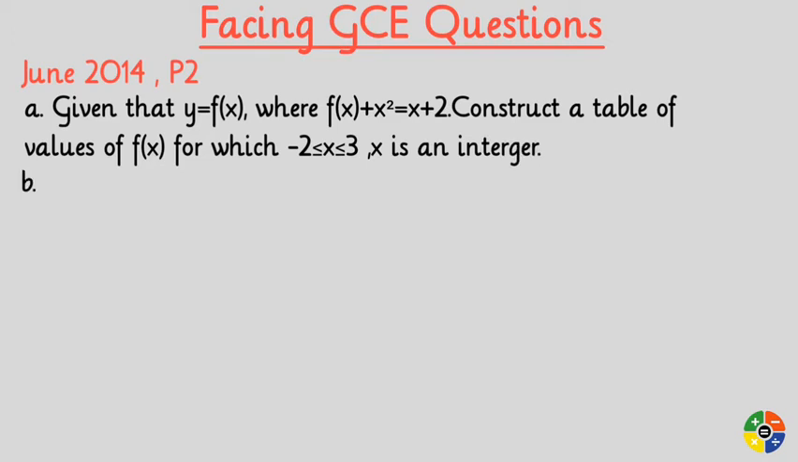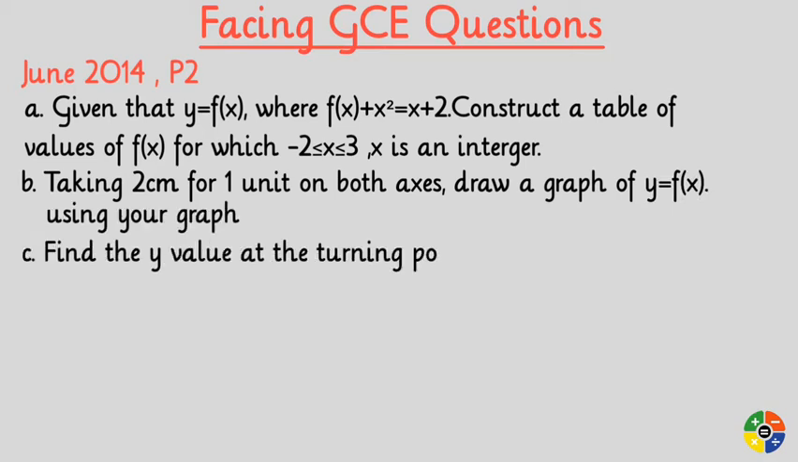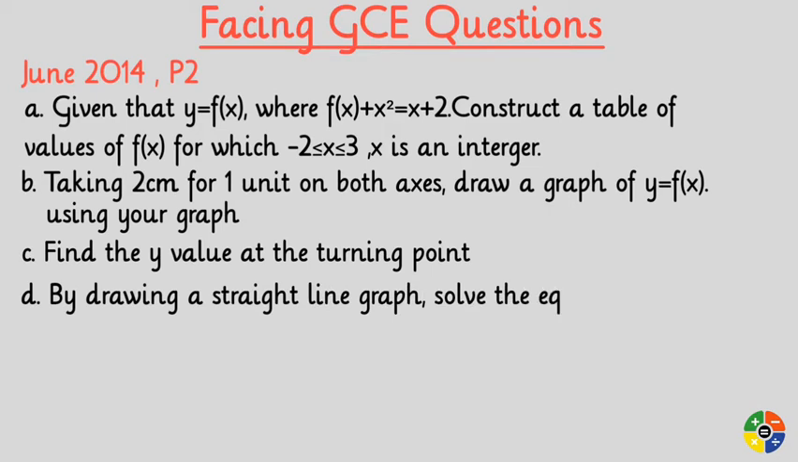B. Taking 2 centimeters for 1 unit on both axes, draw a graph of y is equal to f of x. Using your graph, C, find the y value at the turning point. D, by drawing a straight line graph, solve the equation x squared minus 1 is equal to 0.